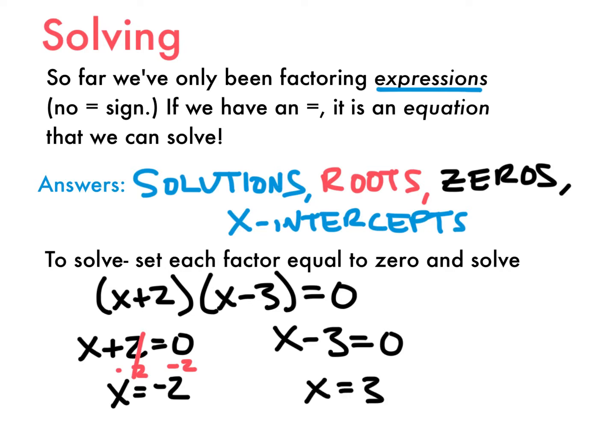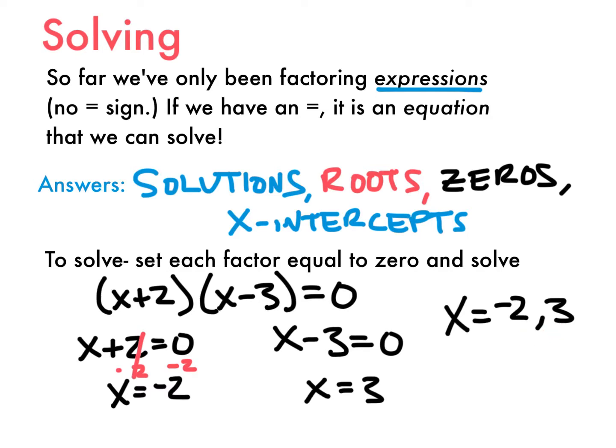So the solutions to this right here, x plus 2 times x minus 3, would be x equals negative 2 or 3. These are the roots. These are the zeros. These are the x-intercepts. So I know that this hits the x-axis at negative 2 and 3.